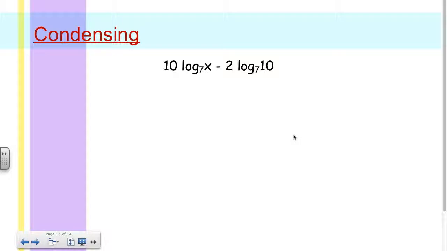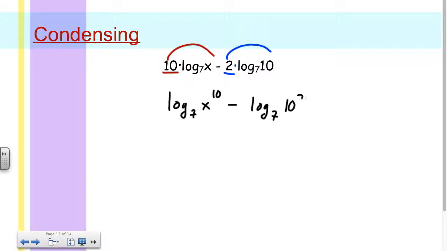Now we can look at more properties coming into play with variables. All right, here we can see that we have multiplication outside with the coefficient, so we can look at that as an exponent, that 10 being an exponent that we bring over for the x. Similarly, this 2 is really multiplication out there, a coefficient that we can bring up as an exponent. That's our power property. So we have log base 7 of x to the 10th minus log base 7 of 10 squared. That's just bringing our coefficients to the front, making them powers. X to the 10th cannot be simplified, but 10 squared definitely can. We now have log base 7 of x to the 10th minus log base 7 of 100.